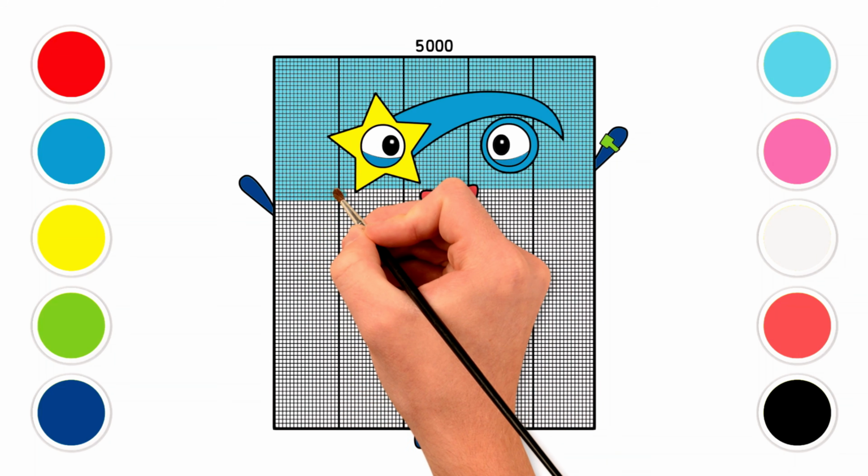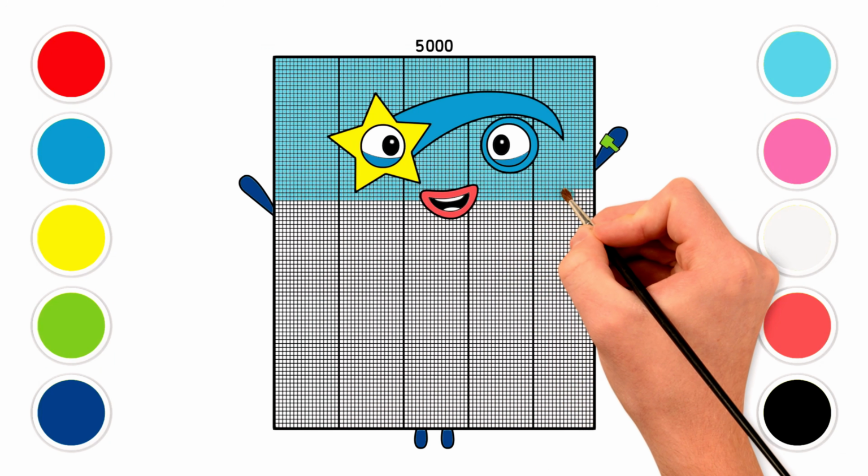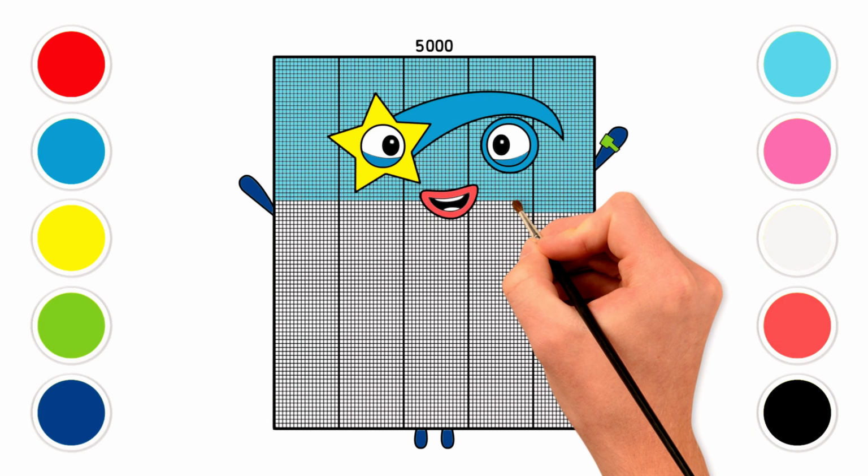Let's start counting slowly now. 1 and then it's 2. 3 and 4 and 5 blocks. Look what we can do.